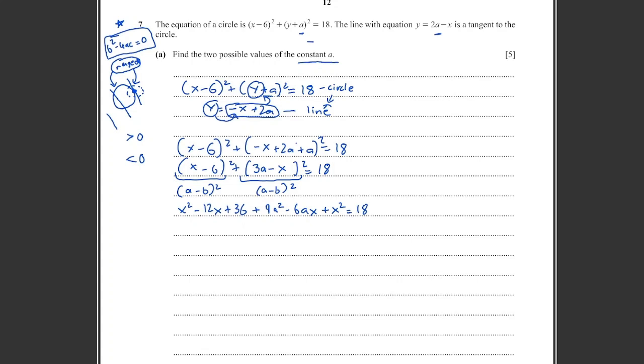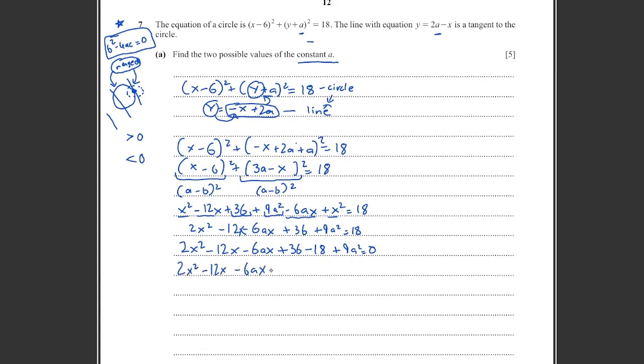What I'm going to do is simplify this a little. So this x squared and that x squared are going to add up, giving us 2x squared. And then this negative 12x and that term with an x, I'm going to put them together. So negative 12x and negative 6ax. Then this is a constant term because it doesn't have an x, and this is also a constant, so I'm going to put them together. So plus 36 plus 9a squared equals 18. And I'm going to bring this 18 to the other side of the equation. So I'm going to have 2x squared minus 12x minus 6ax plus 36 minus 18 plus 9a squared equals 0. And I can simplify this, and I'm basically just going to get plus 18 plus 9a squared equals 0.